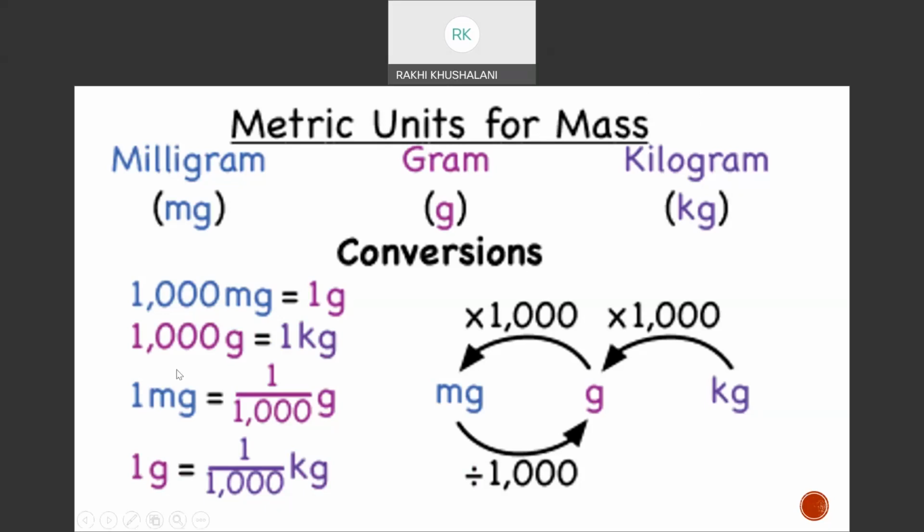ये छोटे यूनिट से हम लोग बड़े यूनिट पर जा रहे हैं, so we are dividing. These are the conversion rates. And here, when we are going from higher unit to smaller unit, we are multiplying it by 1000. Okay. So I hope there is no confusion here. You all are understanding this very clearly.